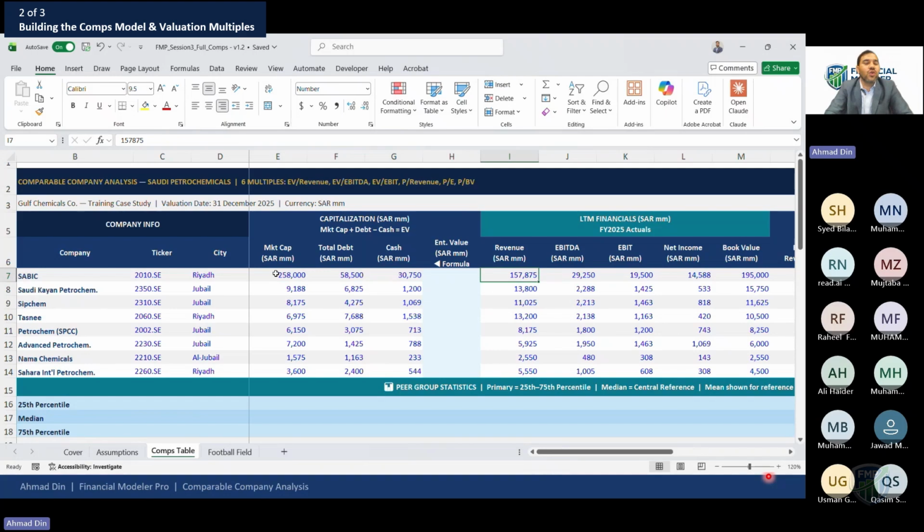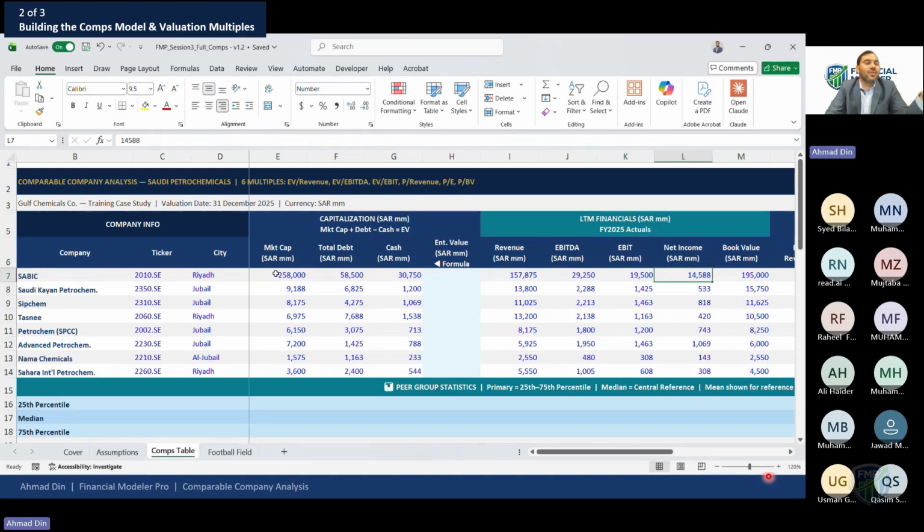Then revenue, as we need the revenue for our company, the same way we get the revenue for the comparable. EBITDA: if EBITDA is not directly available, because some companies are not reporting EBITDA in the financials, we have the EBIT, so we add back depreciation and amortization, and we reach the EBITDA again. EBIT is earnings before interest and tax, or operating income.